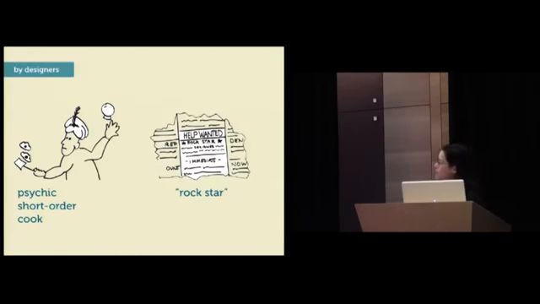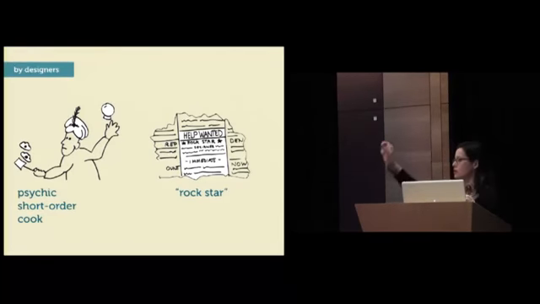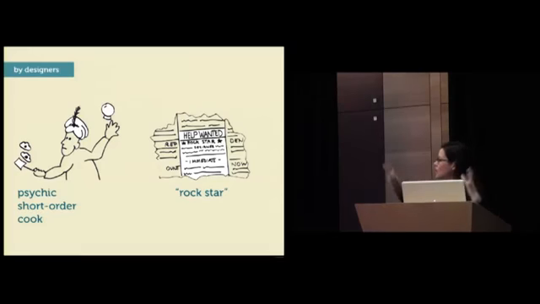So other times, the designer either puts themselves or is put in this role of what I call psychic short-order cook. And it's like, oh, this stakeholder likes a little bit of this, and this stakeholder likes a little bit of this, and I'll just put it all in a bowl and whip it up, and then we'll have an interface. But then the results are random, and they lack a rationale.